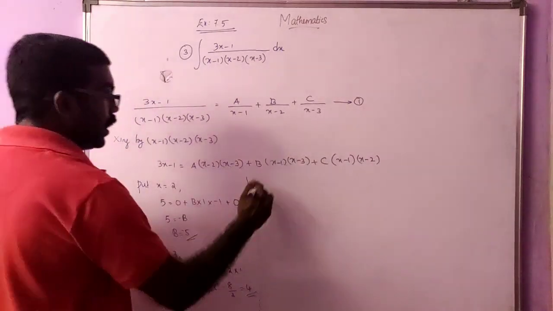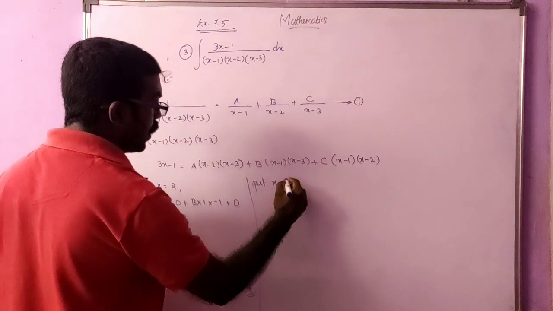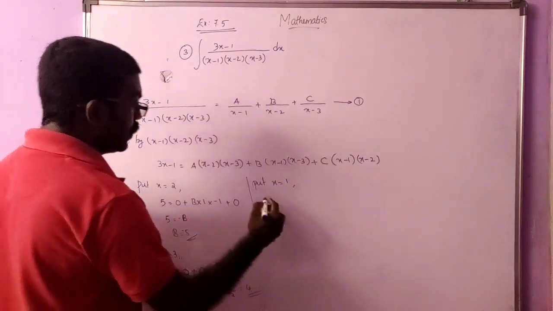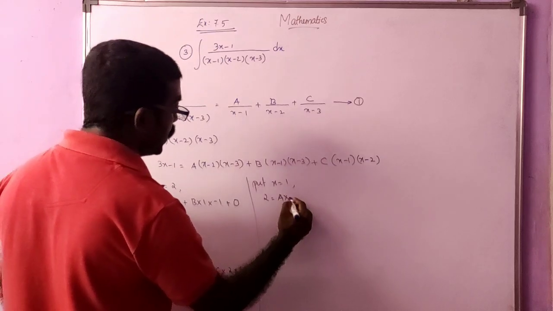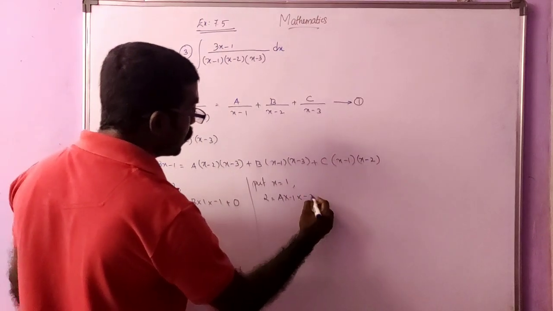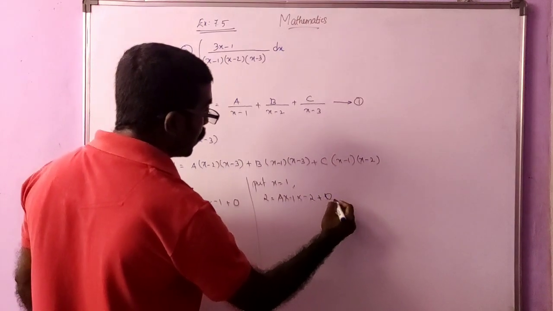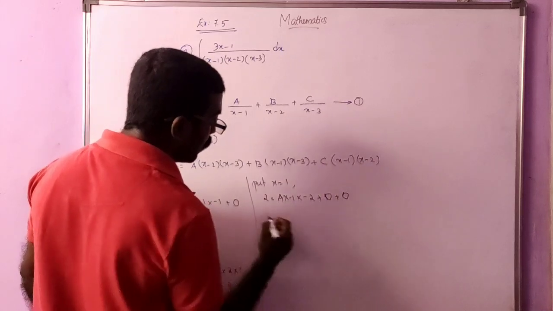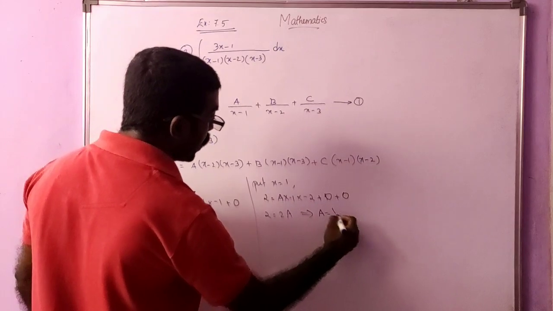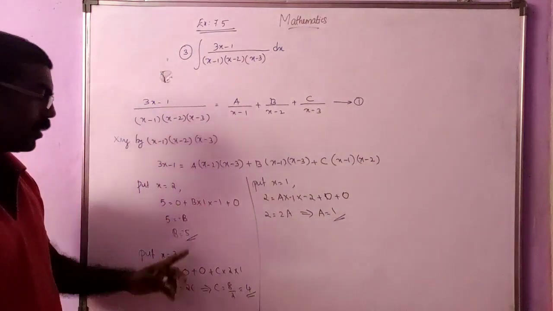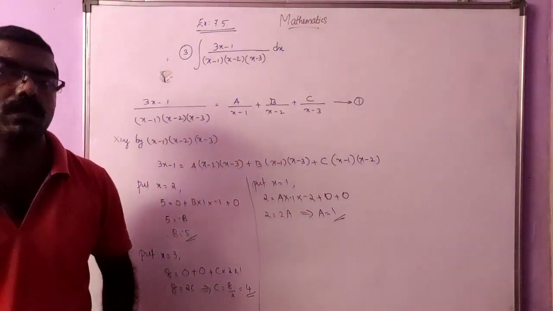Now we can put x equal to 1. 3 into 1 is 3, 3 minus 1, 2. 2 is equal to a into 1 minus 2, minus 1, 1 minus 3, minus 2. Here b into 0, 0. Here c into 0, 0. So 2 is equal to 2a, which implies a is equal to 1. So a equal to 1, b equal to minus 5 and c is equal to 4.